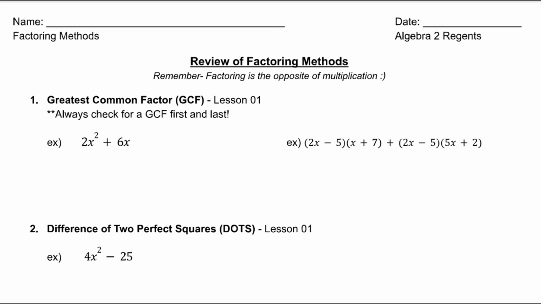I'm going to go over one example of each type of factoring, so if you had any questions on it, you could jump straight to the one that you normally have trouble with. For the first example, greatest common factor, that's what you should always be looking for.